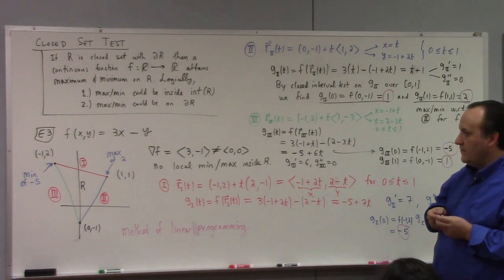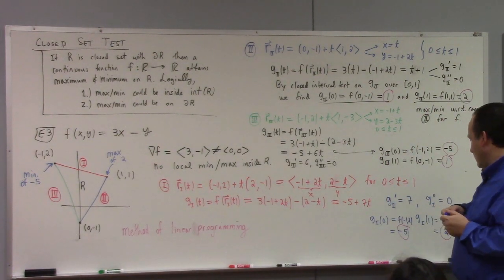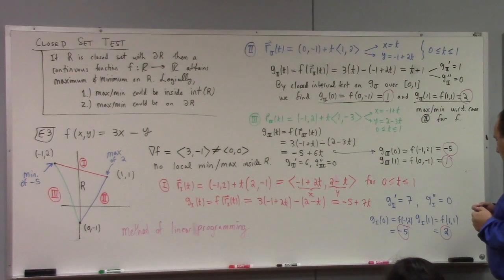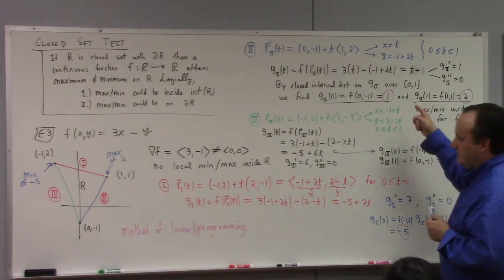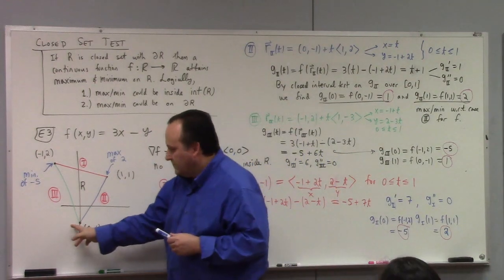You have -5 and 2, but the only other number is a 1. Does it mean anything? That means I miscalculated something, I think. Oh, well, that's just the value of f down here. Okay. Yeah.